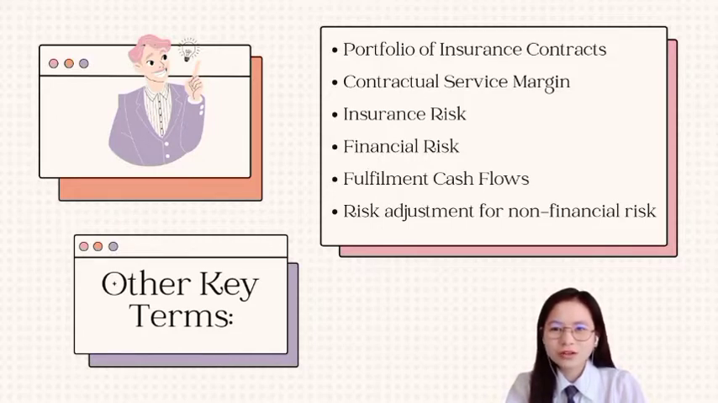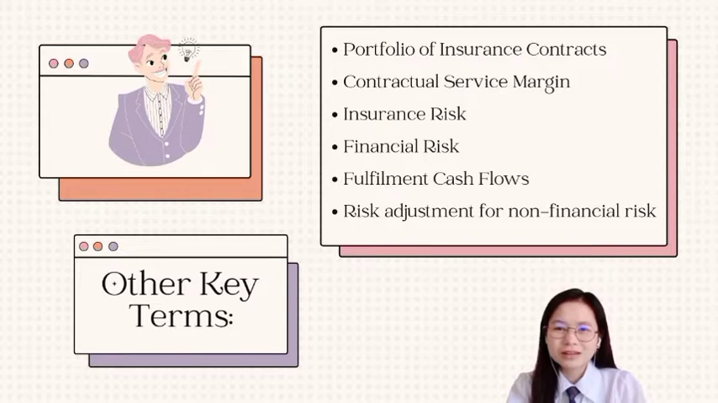These are the insurance contracts that are subject to similar risks and are managed together. And when we say contractual service margin, it is a component of the carrying amount of the asset or liability for a group of insurance contracts representing the unearned profit the entity will recognize as it provides services under the insurance contracts in the group.